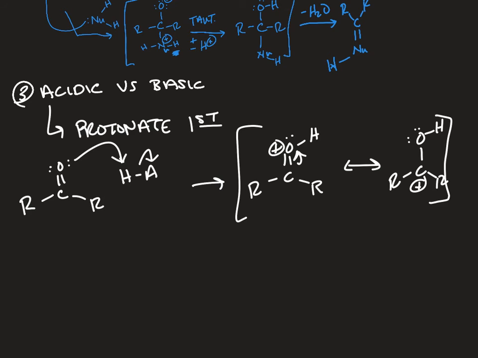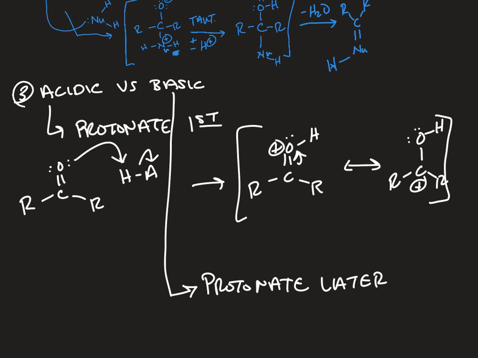If it's done in basic conditions, you are going to be protonating later. And the steps that I showed you just above, we were always protonating later. And then your conjugate base that you're going to form will typically be negative, because once you remove that hydrogen, the conjugate base becomes negative.